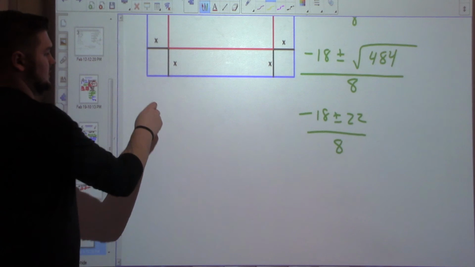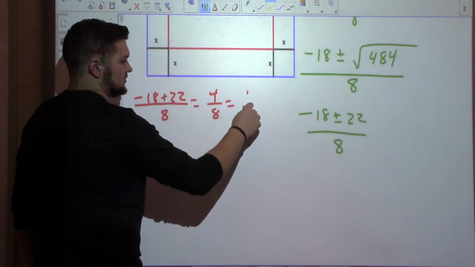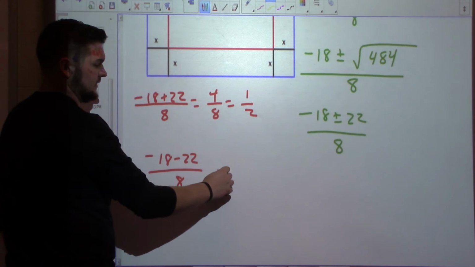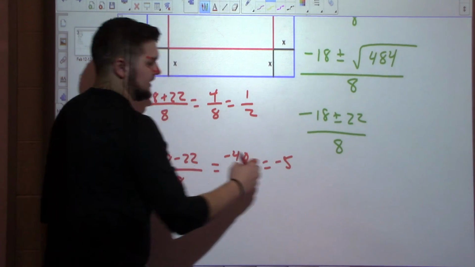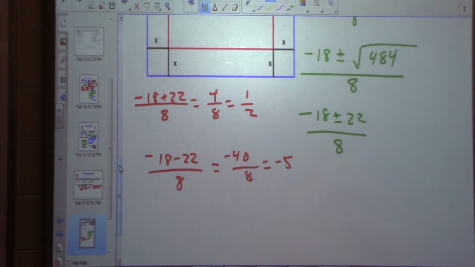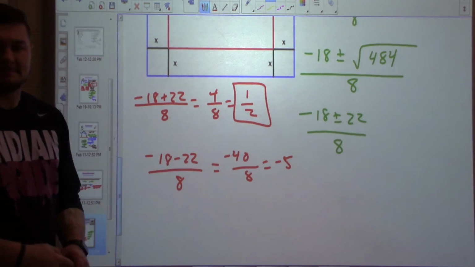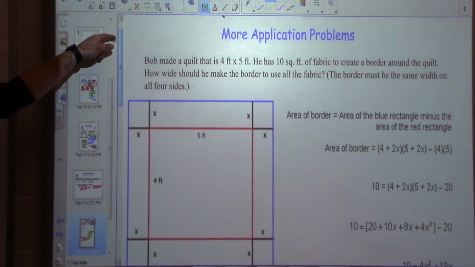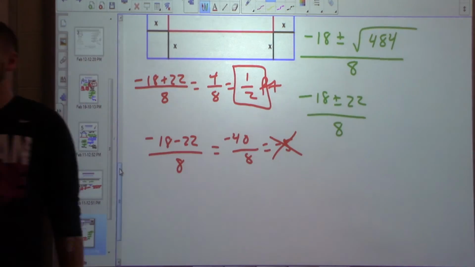Then split it up. Negative 18 plus 22 over 8 is 4 over 8, which is 1/2. Negative 18 minus 22 over 8 is negative 40 over 8, which is negative 5. One of these answers makes sense, one of them doesn't. 0.5 makes sense. Why doesn't negative 5 make sense? Because you can't have a negative distance, right? So it's 1/2 what? One half feet.